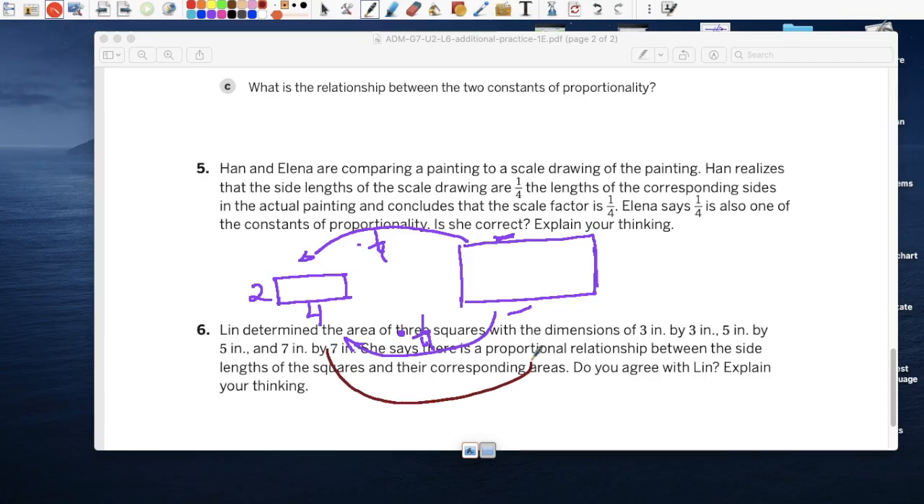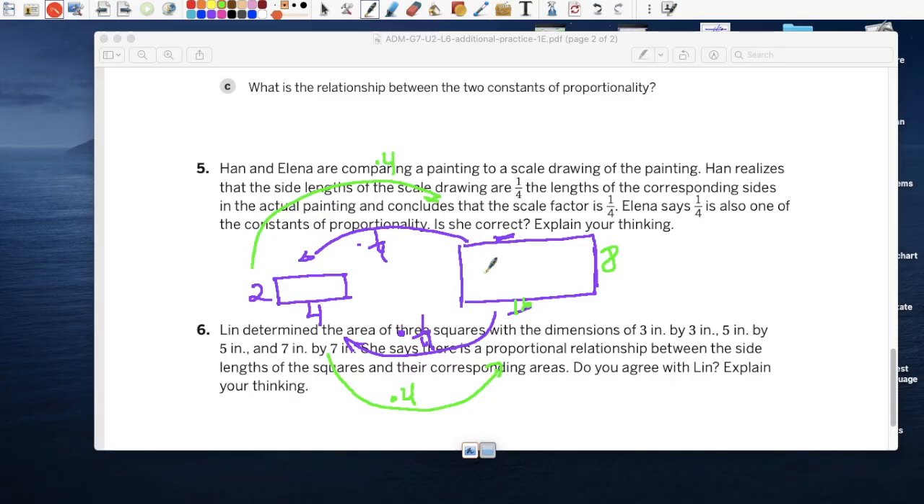So going this way, which I'm going to change colors, to go backward to the original, you multiply by 4, and you multiply the 2 by 4. So the actual measurements of the picture: 2 times 4 makes 8, and 4 times 4 makes 16. These numbers I just made up so you understand what's going on here. So Hannah realized that the side lengths of the scale drawing are 1/4 of the actual painting, and concludes that the scale factor is 1/4.